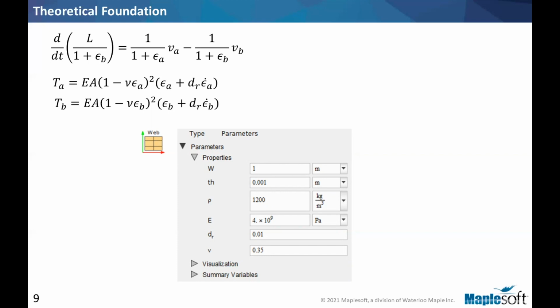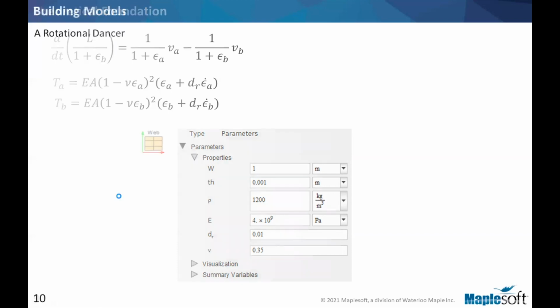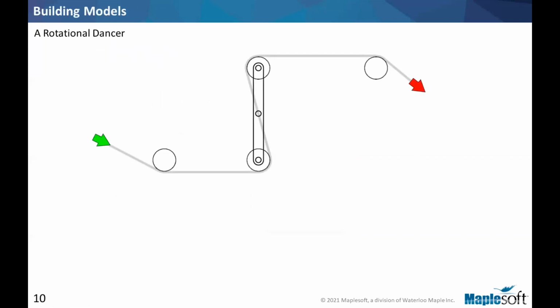So the first parameter block in the library covers these pieces, parameters required for these equations that describe the web. We have the width, the thickness, the density, the modulus of elasticity, the damping ratio, and the Poisson ratio. As I said, you will put one web block on every model, so that defines all the properties for all the pieces of a continuous web in your roll-to-roll model.